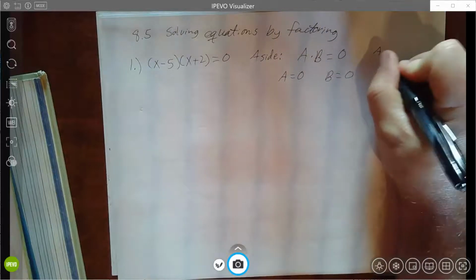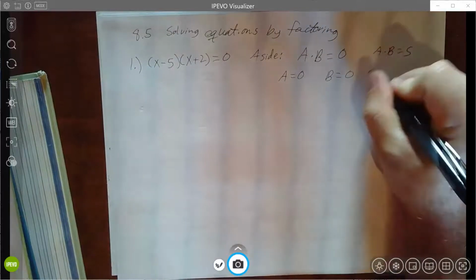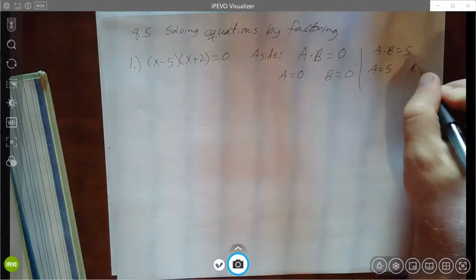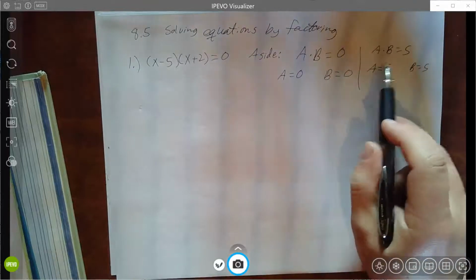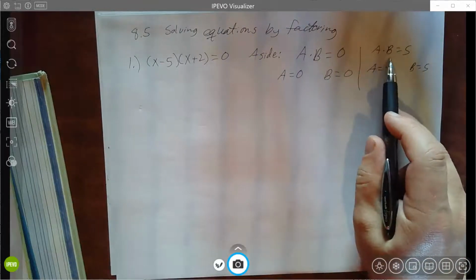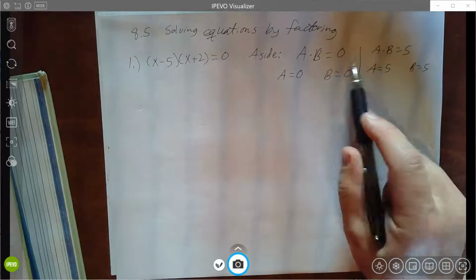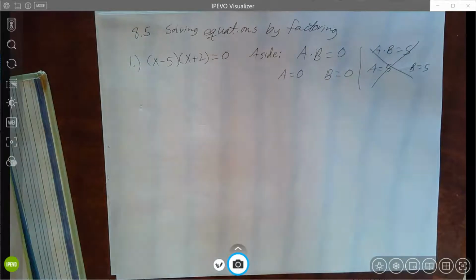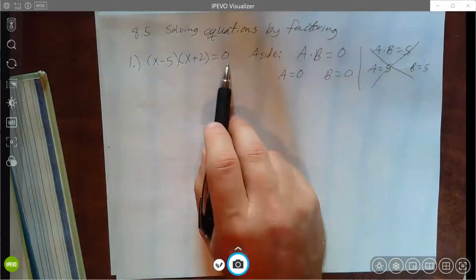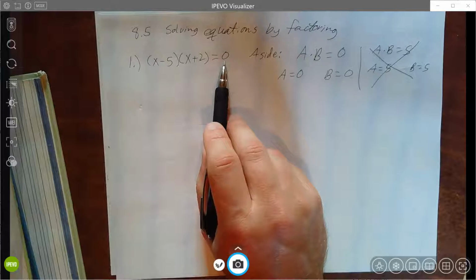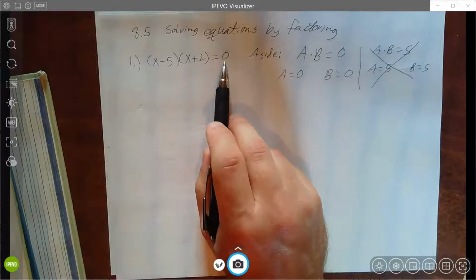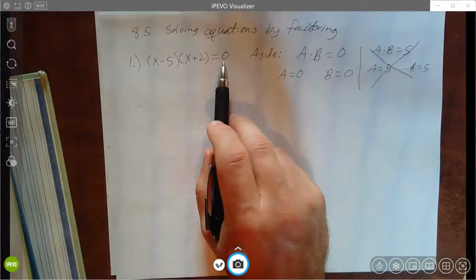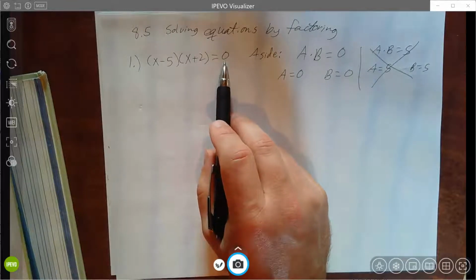Like if we had a times b equals 5, we can't say a equals 5 and b equals 5, because that wouldn't be true. If a is 5 and b is 5, that's going to equal 25, not 5. So it only works when it's equal to 0. So factoring only works when you have 0 on one side of the equation. That is the key. So if we don't have 0 on this side of the equation, we have to make it be 0. And I'll show you more about that later.